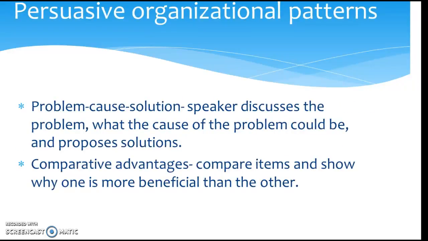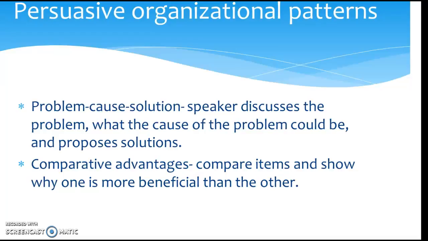And then some other examples of persuasive organizational patterns are problem, cause, solution, which I'm sure most of you are familiar with. Basically the speaker discusses a problem, so we discuss why cell phones while driving is a problem. They discuss what the cause of the problem could be. Maybe there are just too many cell phones going around, and people aren't paying attention or are getting distracted. That could be an example of a cause. And then they propose solutions, like I said, a suspension, a speeding ticket, or a license removal could be an example of that.